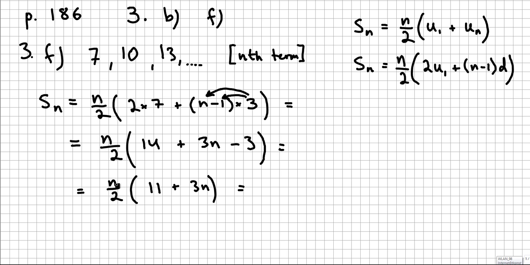Now we can take n over 2 times 11 and then n over 2 times 3n. This will be 11n over 2 plus 3n squared over 2.